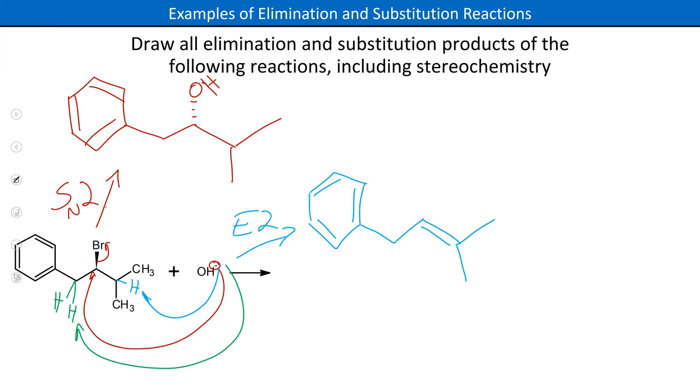If the hydroxide pulls one of the green hydrogens off, we have two of them. So we still need to be worried about the anti-periplanar issue, but at the same time, two hydrogens means we're going to get both stereoisomers. So we don't need to be that worried about it, because we can just look at the stereochemistry of the products to figure out what's going to be more favored.